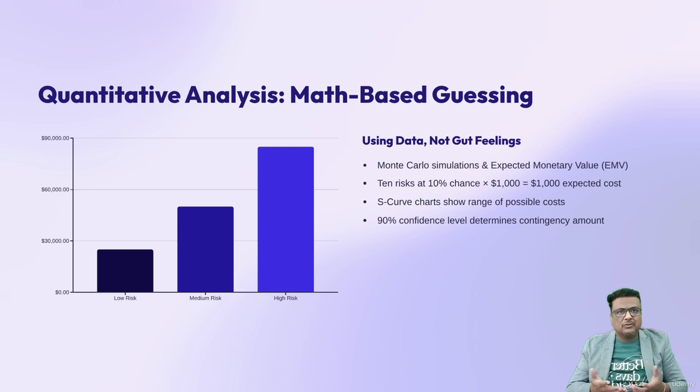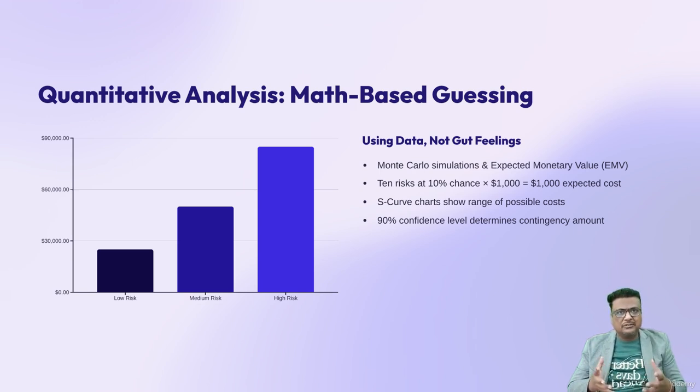Formally, this involves using numerical techniques like Monte Carlo simulations or expected monetary value (EMV) to estimate the total amount of contingency needed based on the combined impact of all identified risks. In simple English, this is math-based guessing. Instead of just picking a lucky number like 10%, we use data to see the most likely outcome. Let's break this down together.